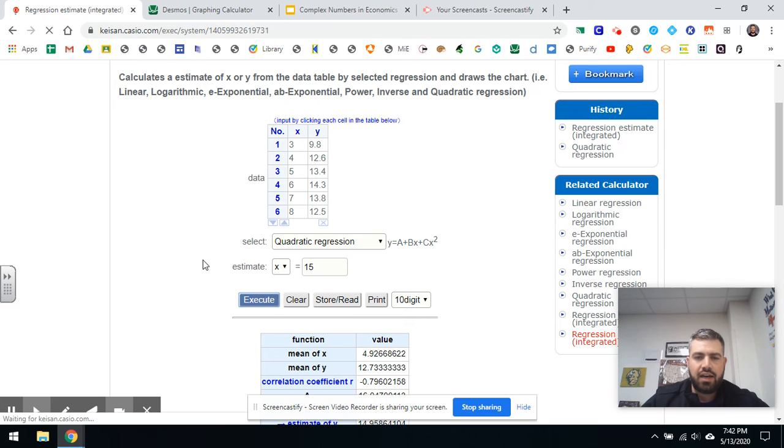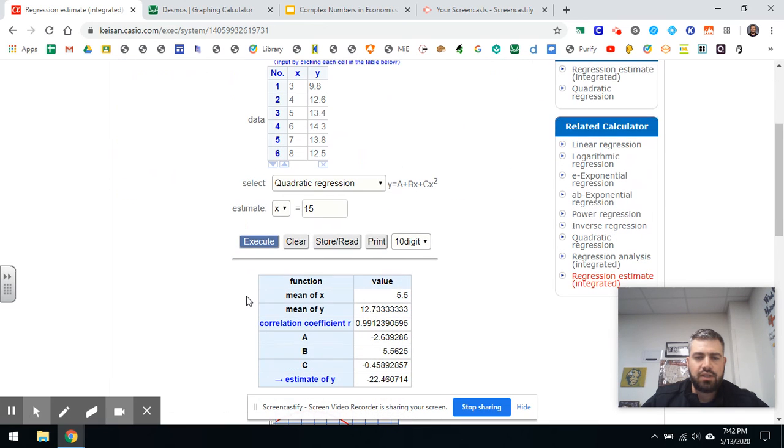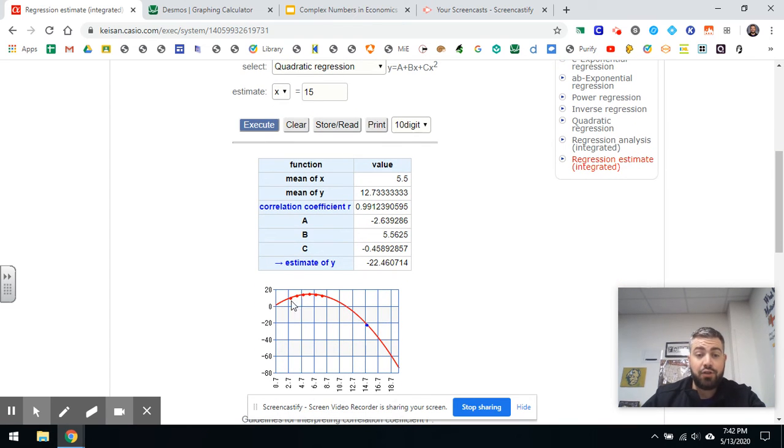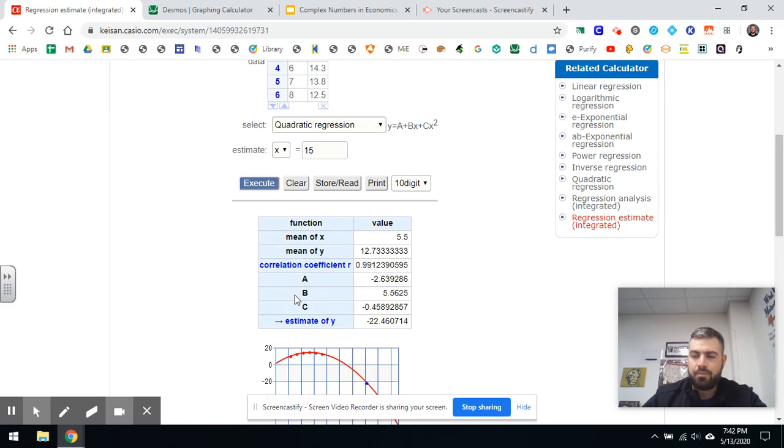Okay, so the only option we have is a quadratic regression. Okay, and so I look at that, and you'll notice when I do this, I get a correlation coefficient of 0.99. So that's really good. That's really close to 1. And so that means that we have a really good model. And actually, if you look at it, it is pretty good. It almost hits all those points exactly. And that's what we want, right? And so we get A, B, and C.